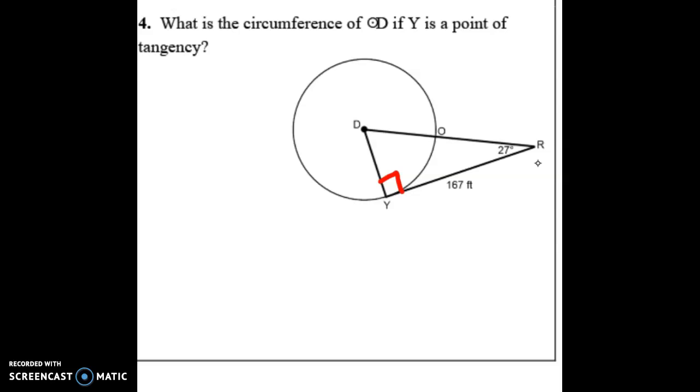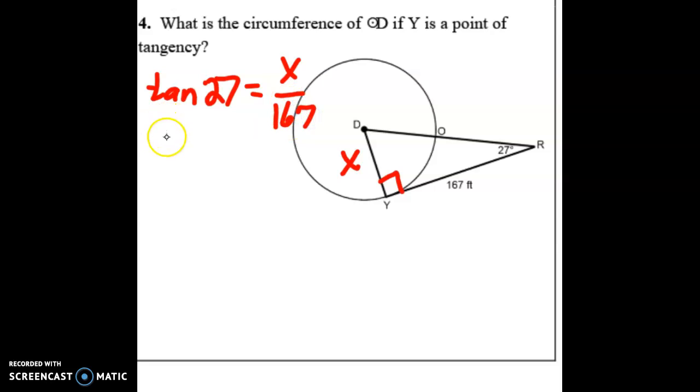Of course, when you have a right triangle, an angle, and a side, you can find the other angle and the other sides using right triangle trig. So I want to find the circumference, which means I'm going to have to find the radius. So I'm going to use right triangle trig to involve 27 degrees, the side opposite, and the side adjacent. So that would be the tangent of 27 would equal x over 167. And then I just use my calculator to get an answer for that.